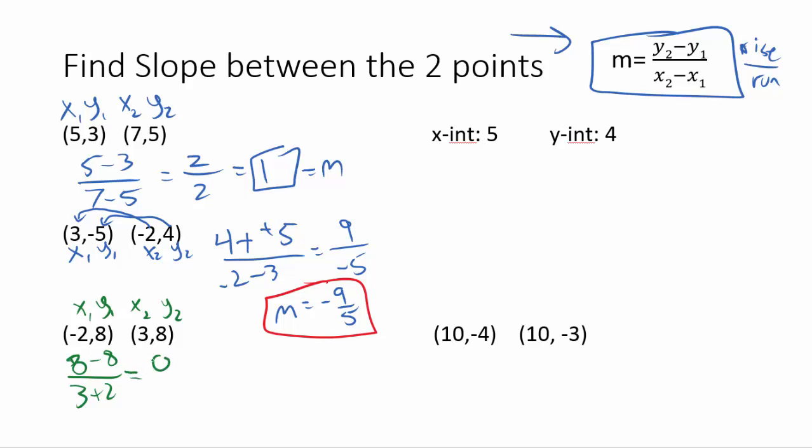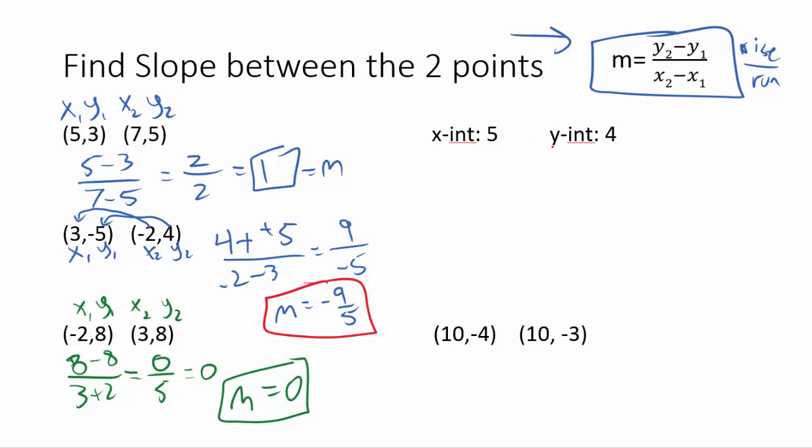And then if we evaluate here, 8 minus 8 is 0. And on the bottom we get 5. And 0 divided by 5 is just 0. So in this case, we have a slope of 0, which we'll talk about what that is in a little bit. Okay. All right, we got a few more to go here. I know I'm going through these a little quicker.